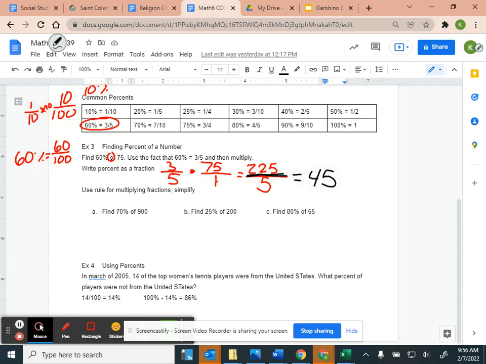So use the rule for multiplying fractions and simplify. So we multiplied our fractions and then simplified it. So we took our numerator and divided it by our denominator. So if I need to find 70% of 900, what is my first step?